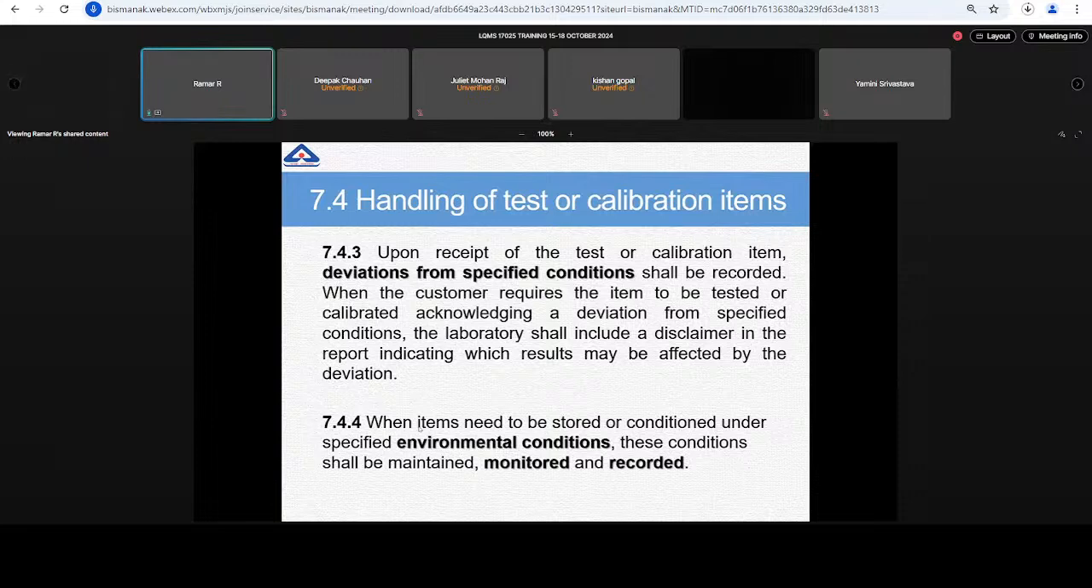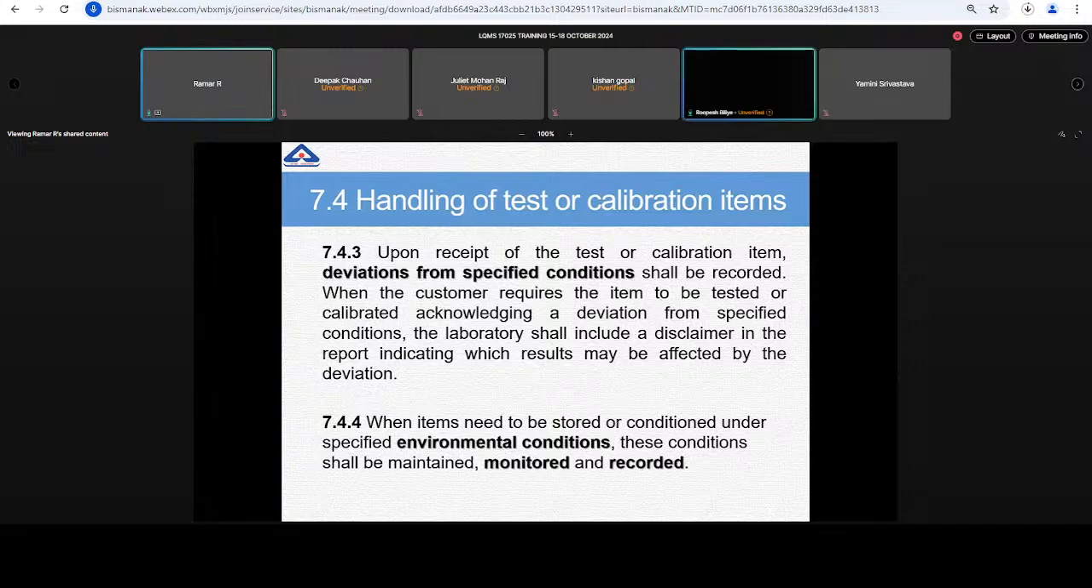Then you have to forward the samples to the respective testing section. For that, you must have a chain of custody, maybe job cards, whatever you call it. You must maintain a chain of custody to record the life of the sample. And after the testing, the sample must be stored as per our retention policy. For that, environmental conditions must be maintained, monitored and recorded. So the environmental or storage conditions of the retained sample will be verified.